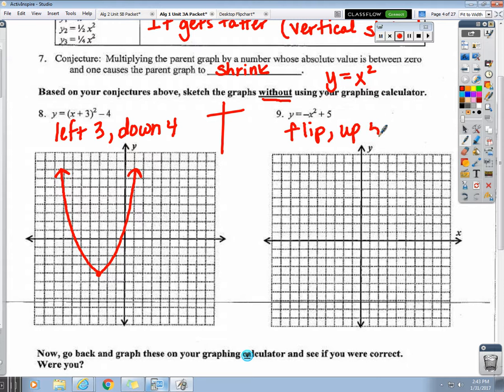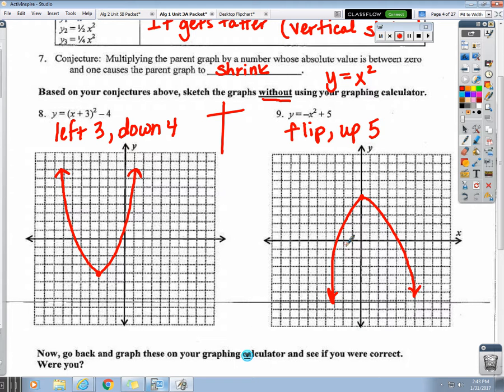Up 5. Remember, outside numbers that aren't in parentheses move up or down. Plus is up, minus is down. So we're going to first start by moving it up 5. 1, 2, 3, 4, 5. And then we're going to flip it upside down because it was a negative out front.